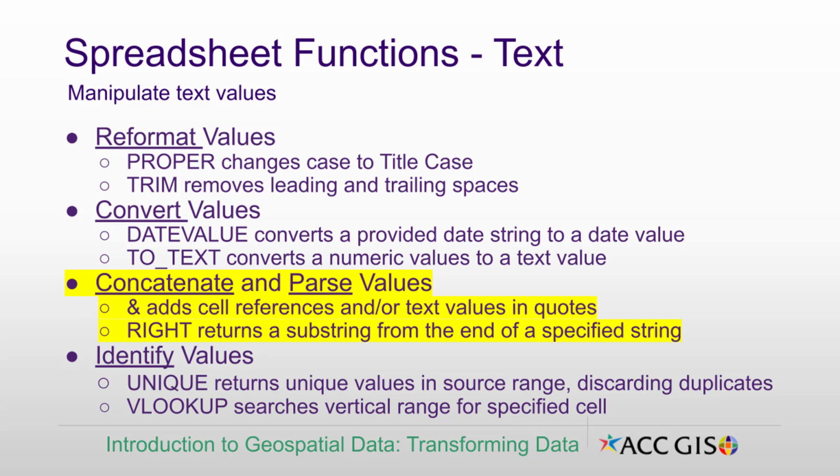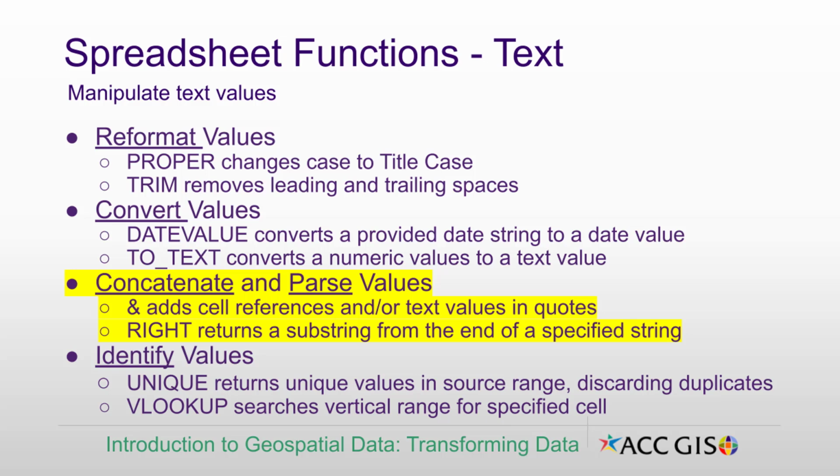I mentioned previously that concatenate and parse are the types of functions we use all the time. In spreadsheets, the ampersand is what we use to concatenate cell references and/or text values that are arranged in quotes. So for example, if I concatenate street name and street type into a new field called street, then I might say street ampersand, quote, space, quote, ampersand, type. And when I do that, it'll actually put the street name and then a space and then the type. That's a good example of concatenate.